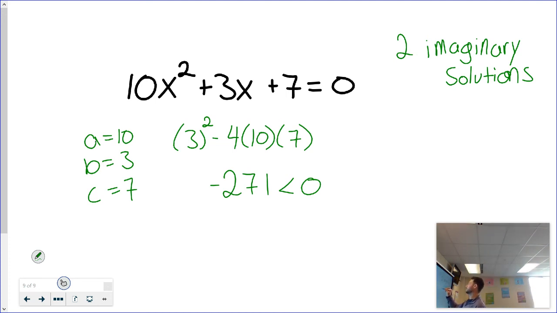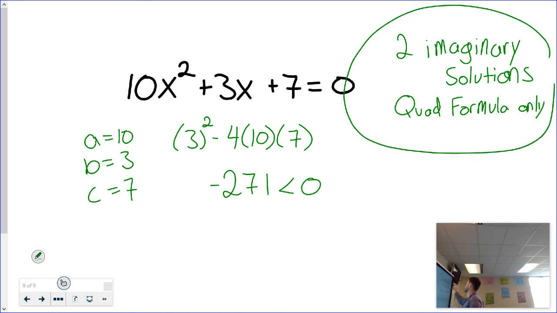So we must use, we know that we would have to use the quadratic formula on this because it is a negative number for our discriminant. That's the only one that'll work. This is not factorable. We couldn't find solutions that way. We do need to use the quadratic formula only.